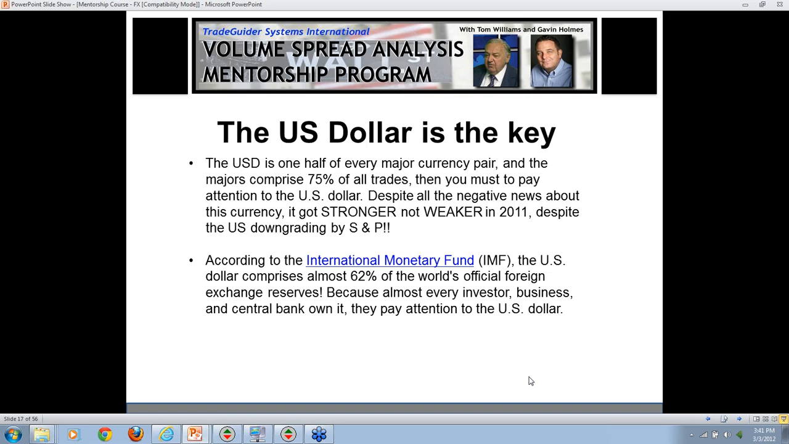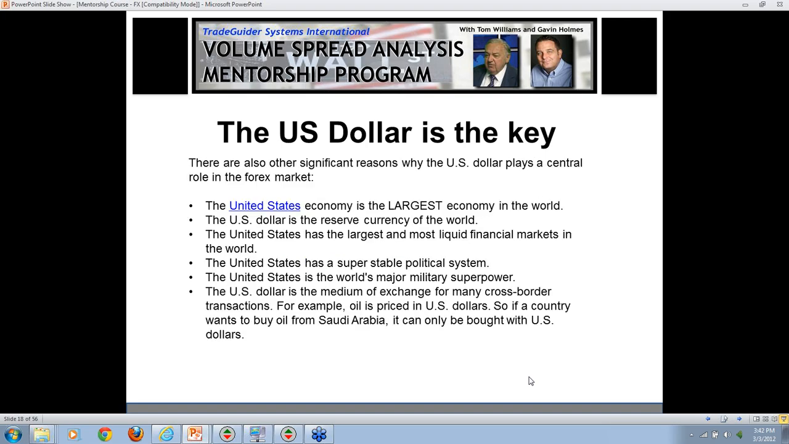Despite all the negative news about this currency, it got stronger, not weaker, in 2011, despite the US downgrading by S&P. According to the International Monetary Fund, the IMF, the US dollar comprises almost 62% of the world's official foreign exchange reserves. Because almost every investor, business and central bank own it, they pay attention to the US dollar, and so should you. If you're going to be a forex and a currency trader, this is going to be one of the key things you're going to watch at all times, as well as looking at the oil and gold market to see what it's doing as well.